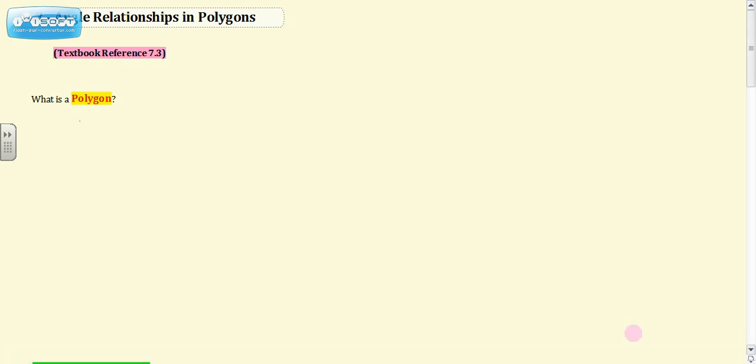A polygon is a closed figure or shape that is formed by line segments.